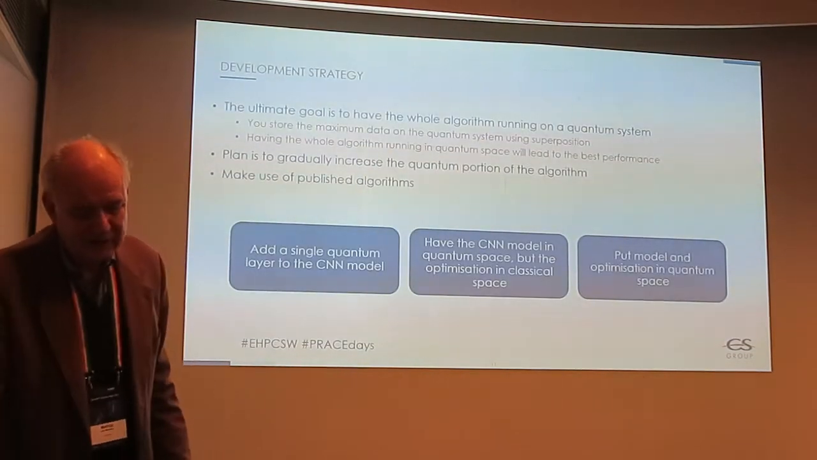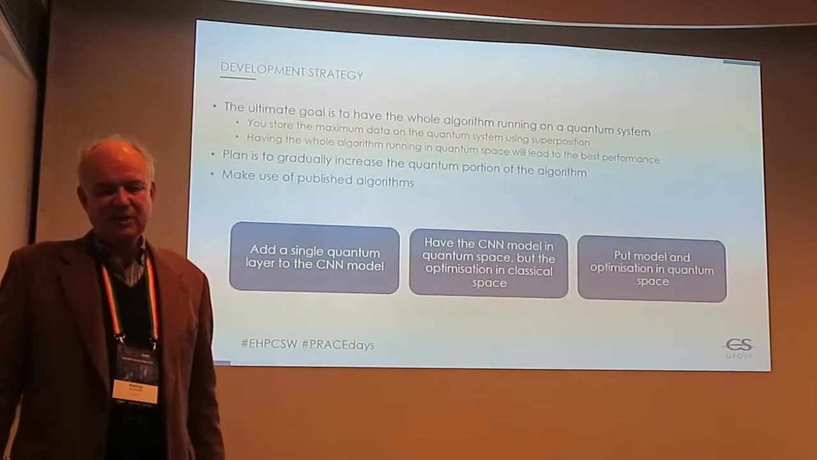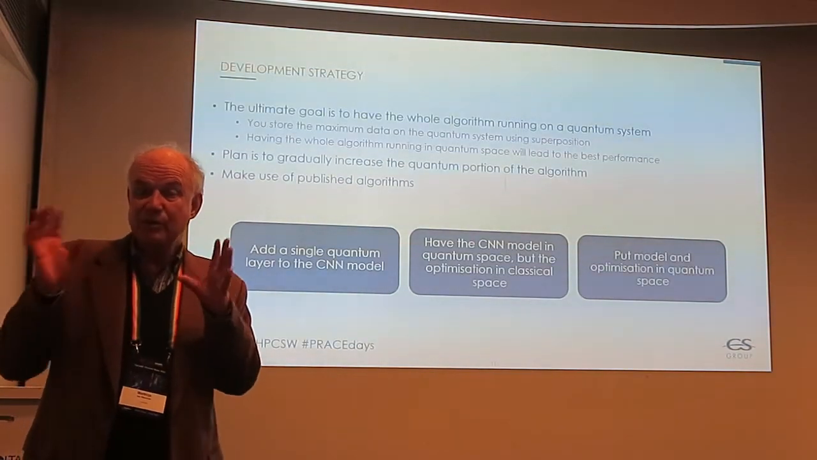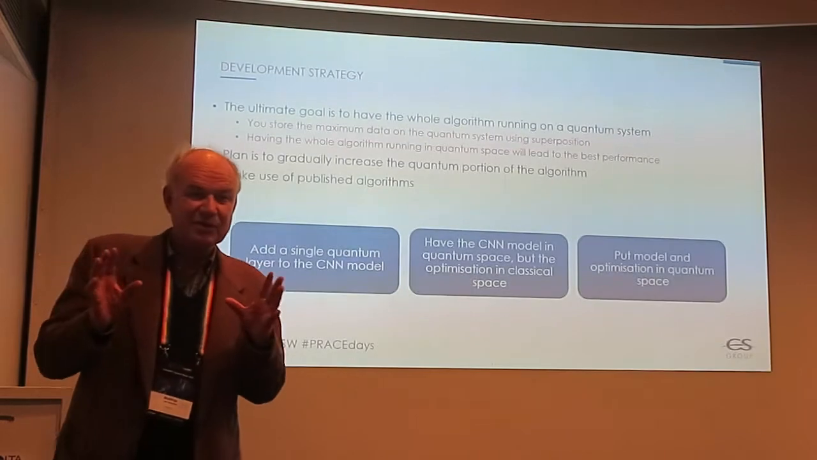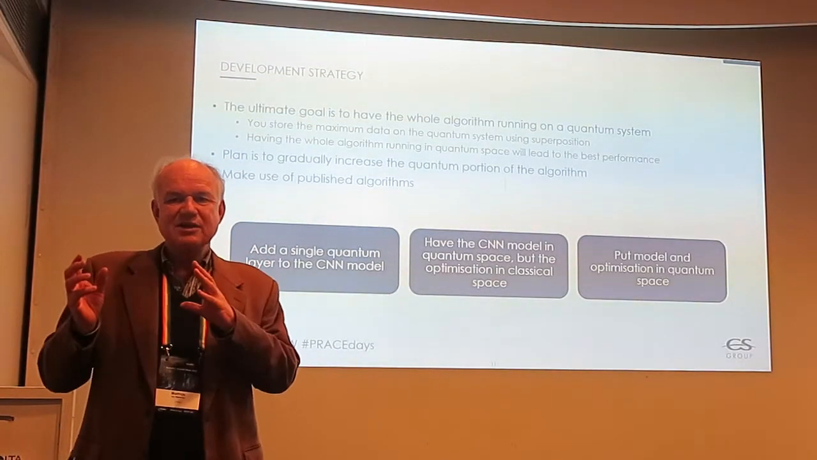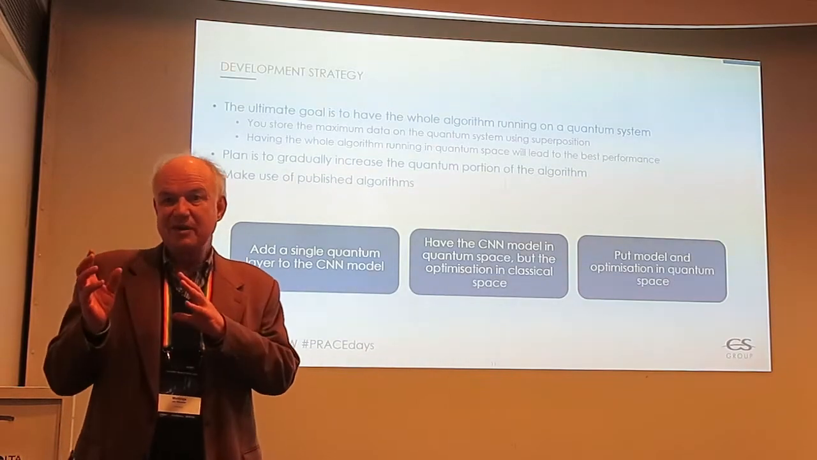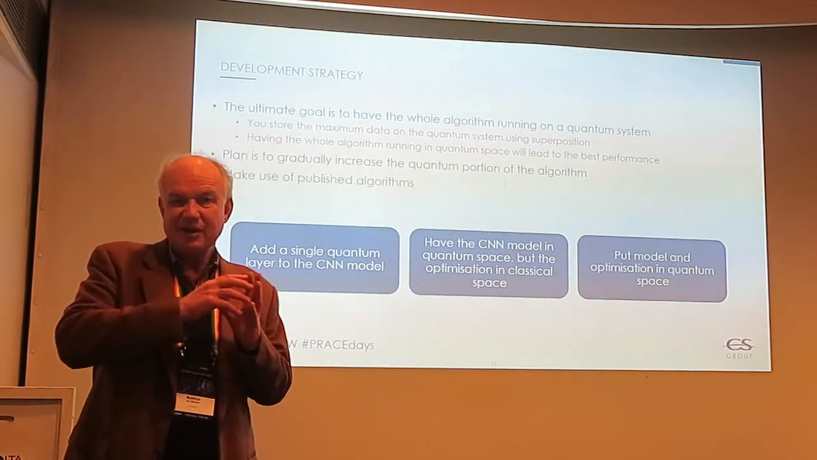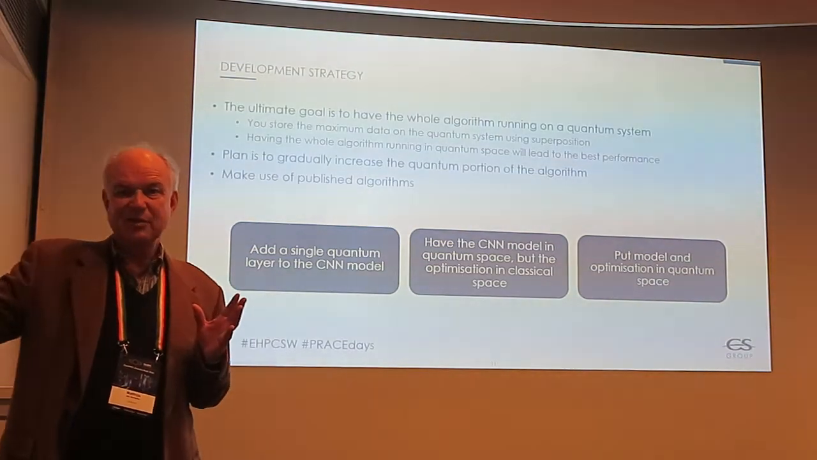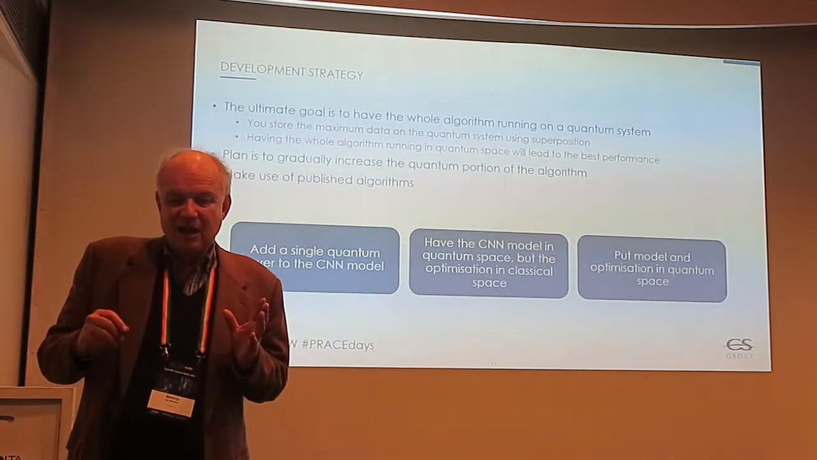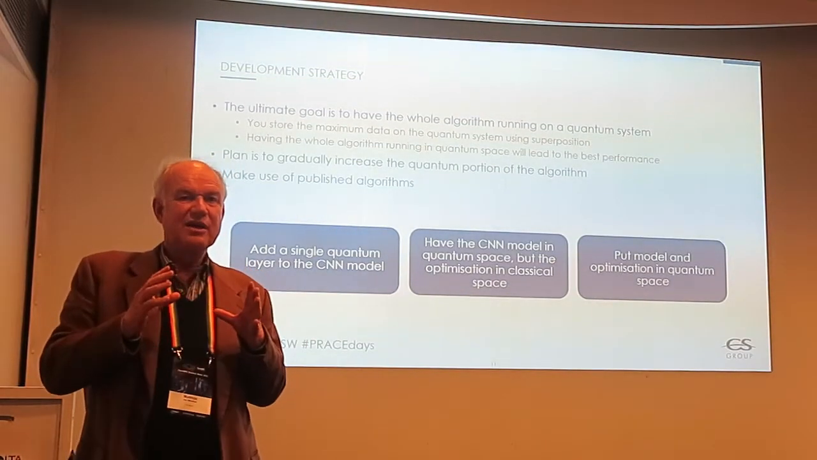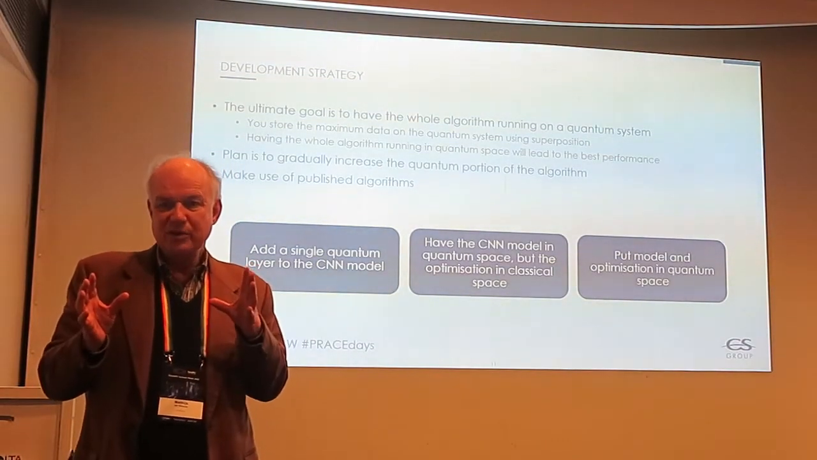Okay, what was the development strategy? The ultimate goal is to not have the whole algorithm in classical space, because when you go from quantum to classical, that's where you lose time. So you try to have everything in quantum space, and only at the end have the result coming back to classical space. And another thing is you want to store the maximum data on your qubits.